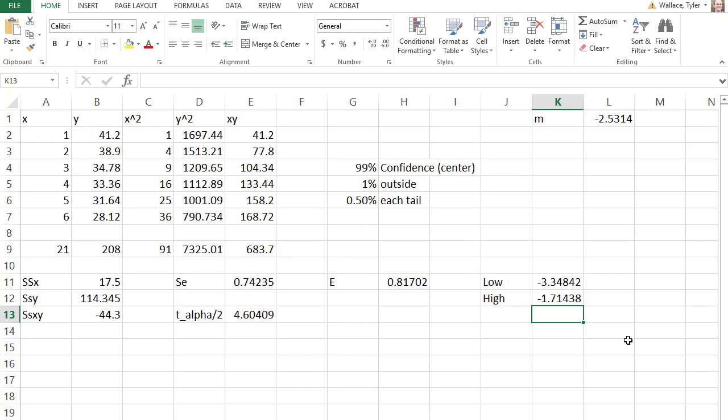There is lots to practice with these confidence intervals, and we also have one more video left where we're going to review our hypothesis test.